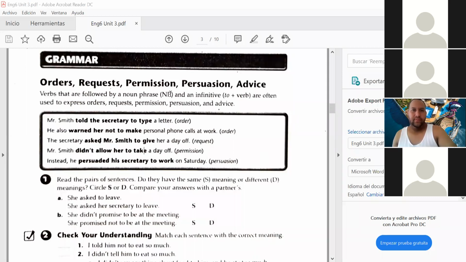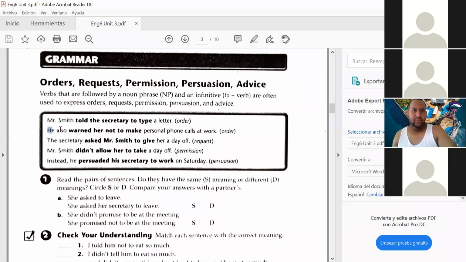And you see when you have here on top that it says NP, N means noun and P means phrase. So noun phrase, right? And let's check this. It says that when you use the noun phrase, you have to use an infinitive after it. Let's see if that's true. Let's go to sentence number 1. It says, Mr. Smith told the secretary, you see, after the noun phrase, all that is the noun phrase, right? What do you have after the noun phrase? You have the infinitive, you see, right?